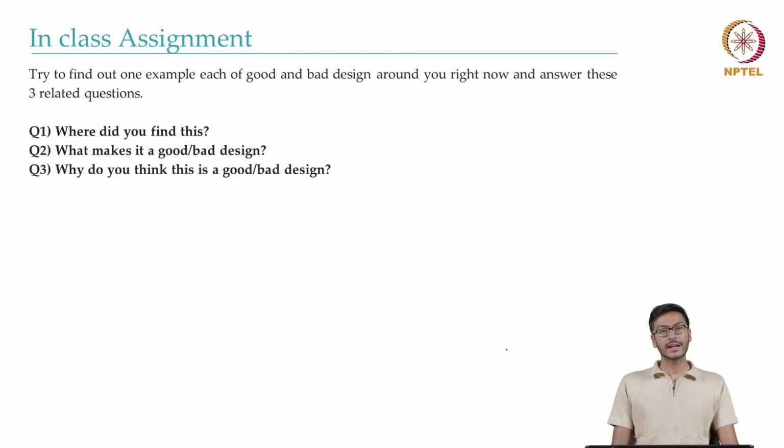Now we have an in-class assignment to take you through the topics that have been covered previously in the tutorial. You need to find one example each of a good and a bad design around you right now and answer these three related questions. Where did you find the example? What makes it a good or a bad design? And why do you think it is a good or a bad design? Take some time to complete the in-class assignment and we'll begin right from here.